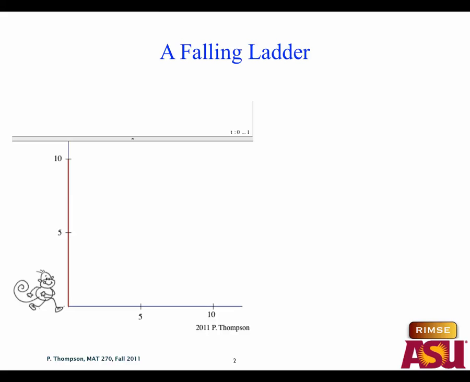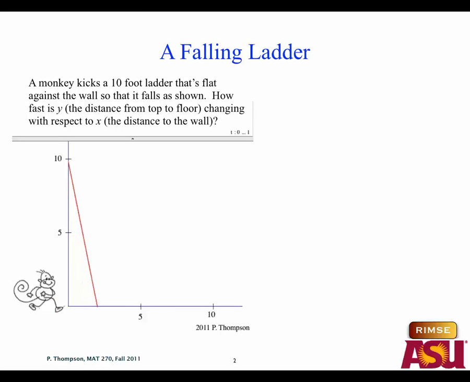So we got this monkey, and against the wall right now there's a ladder. And so there's this very tricky monkey, and he's going to kick the ladder, and it's going to set the ladder falling. And this will show it again and again, over and over again. So that ladder is 10 feet long, and he gives it a kick, and it starts flat against the wall, and then it falls, as you see.